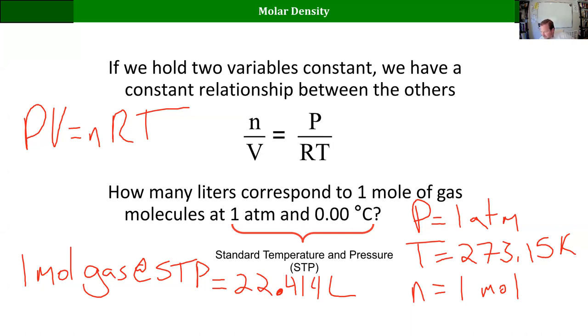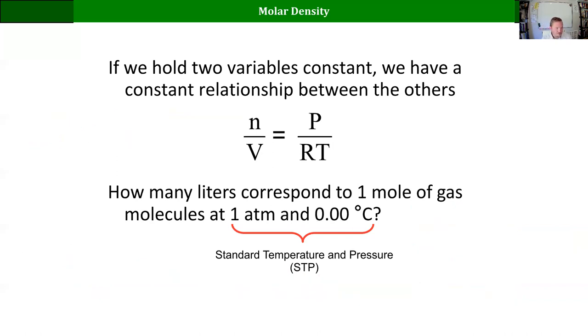But it does allow us to do things like, say you have 22 liters of propane at STP. How many grams of CO2 is that going to produce when it burns? It gives you a good shorthand, kind of like a concentration. It's a really convenient way to describe a stoichiometry problem. And I'll show you what I mean by that.